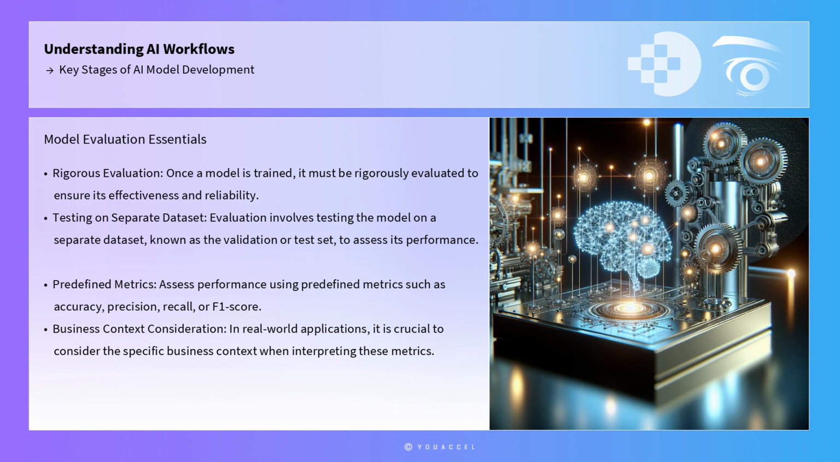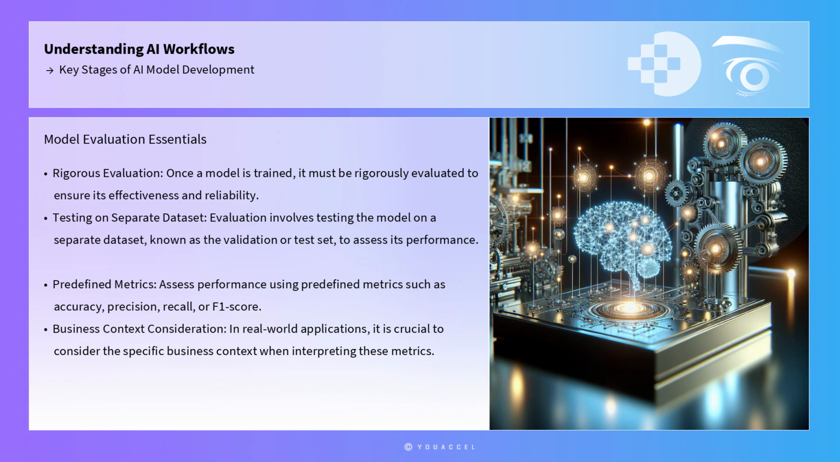Once a model is trained, it must be rigorously evaluated to ensure its effectiveness and reliability. Evaluation involves testing the model on a separate dataset, known as the validation or test set, to assess its performance using predefined metrics such as accuracy, precision, recall, or F1 score. These metrics provide insights into the model's strengths and weaknesses, guiding further refinement if necessary.